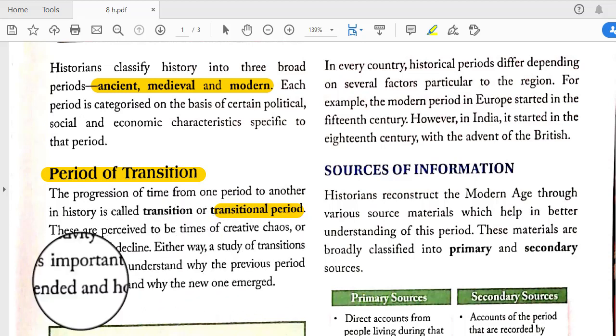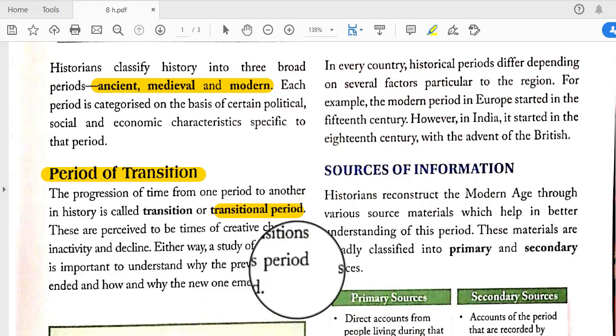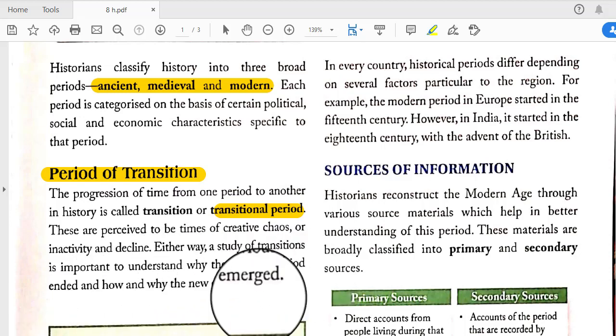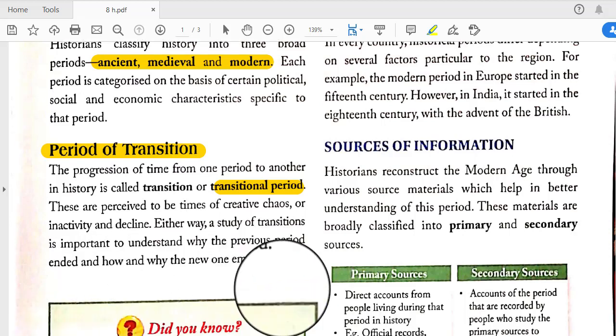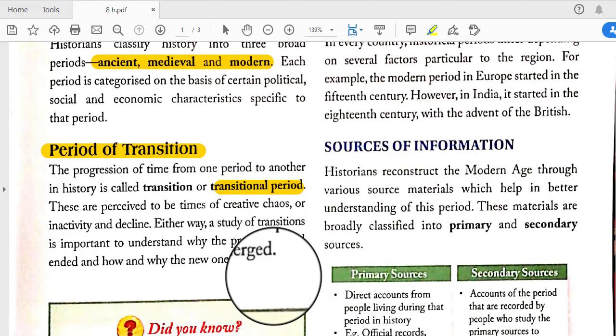Either way, a study of transition is important to understand why the previous period ended. If we want to learn about the transition, then we are able to segregate why one period ended and another period started, and how and why the new one emerged. So by discussing the transition period, we can know about this.